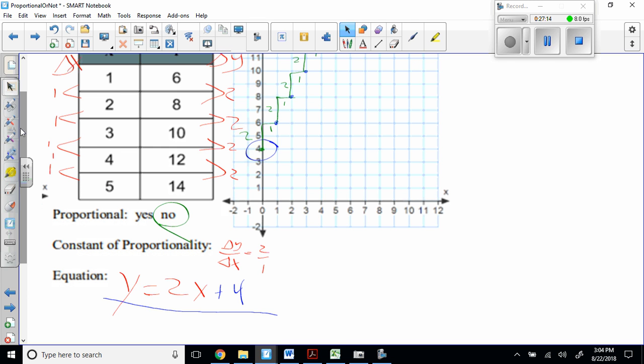What's 2 times 2? 4 plus 4 is what? 8. So it gives me 8. Ladies and gentlemen, if it does not cross the y-axis at the origin, then you have to attach where? You got to put the constant of proportionality times x, then where it crosses, right? And if it crosses at 0, then if I add 0 to anything, it doesn't change anything, does it? That's why it's just y equals COP times x.